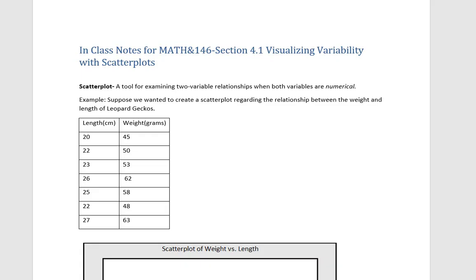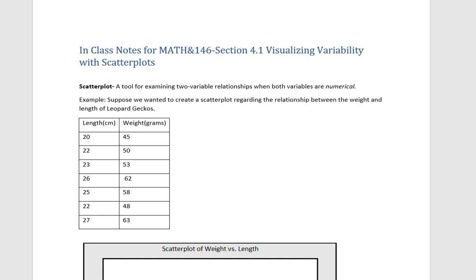Alright, so section 4.1, this is probably one of my favorite sections to talk about. What this is going to involve is looking at the correlation between two numerical variables. So what we want to look at is if we can see a perceived relationship between two things. The first thing we're going to talk about is a scatter plot and how we visualize this relationship.